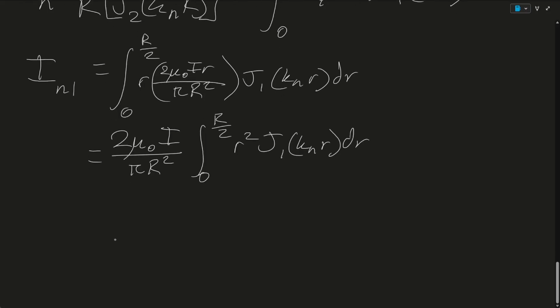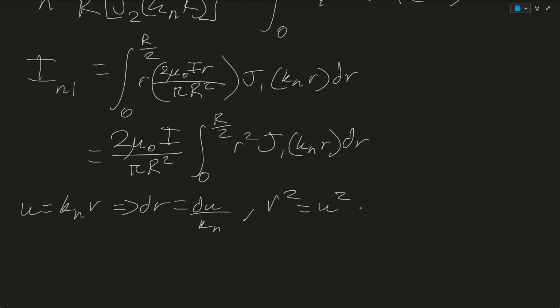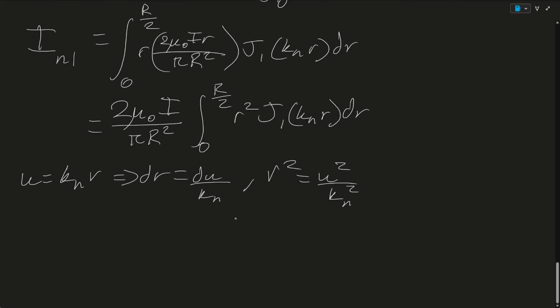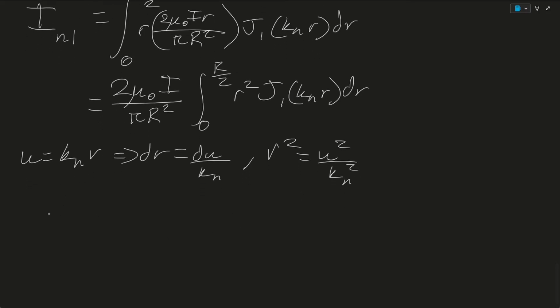Let's do a u sub. u equals k_n r. No, du over dr equal to, I'm going to write it out like that. dr is du over k sub n. r squared is u squared over k sub n squared. I think that is an okay u sub.